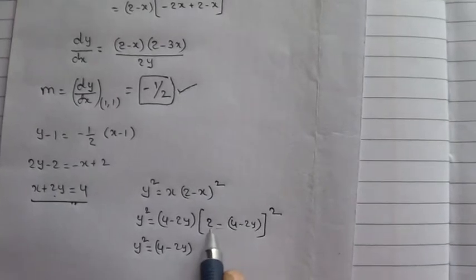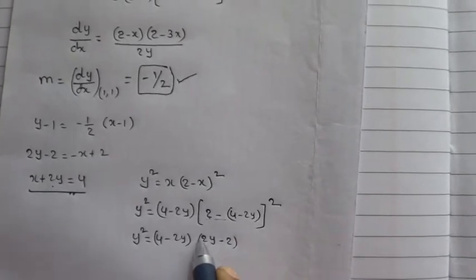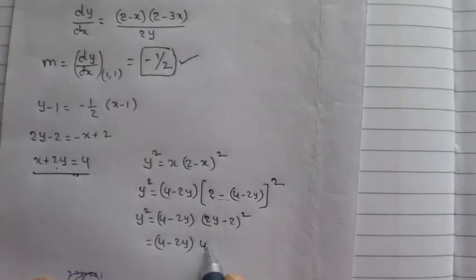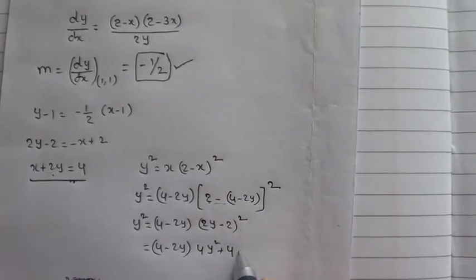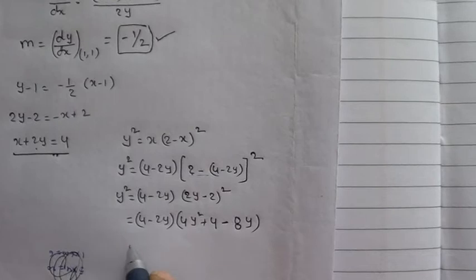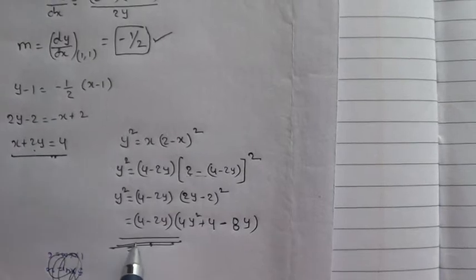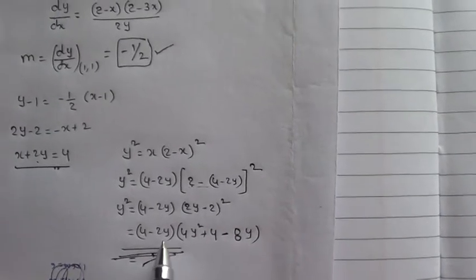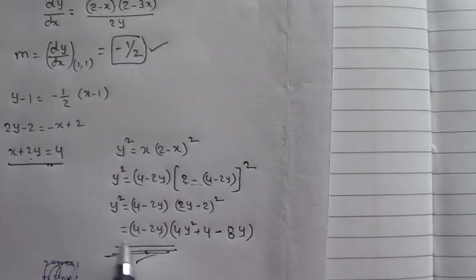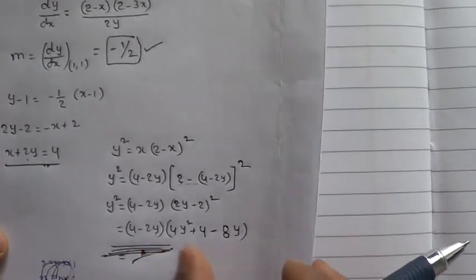Now the simplification: (2y minus 2) whole square. Now that is equal to (4 minus 2y) into (4y square plus 4 minus 8y). Okay, now you can solve this equation, you will get the y value. That is the point of intersection only he is asking. Clearly you can see y equals 2 satisfies this equation. Solve the equation, you will get the values, the required point. Okay, next.